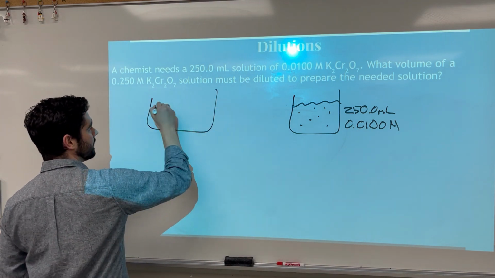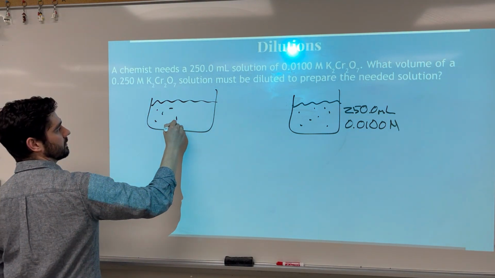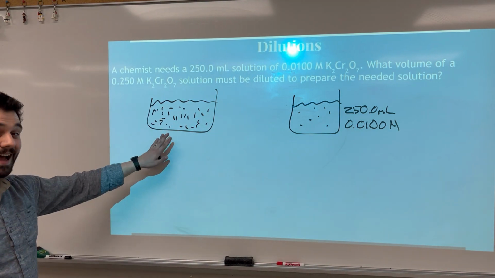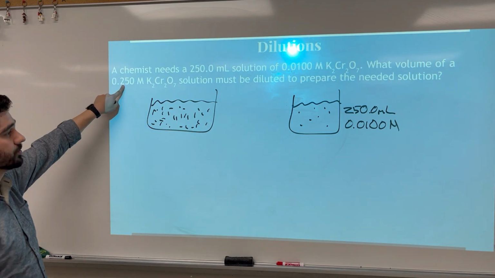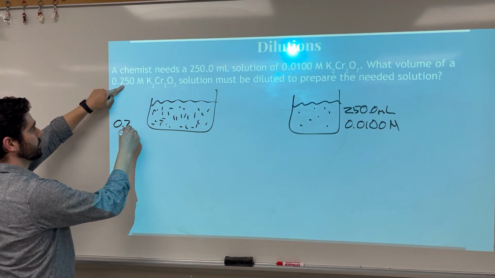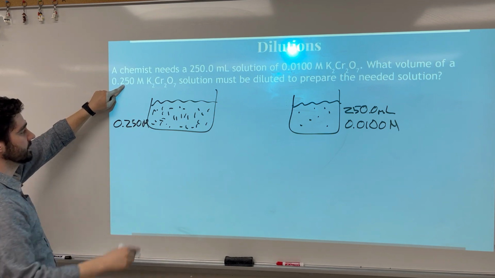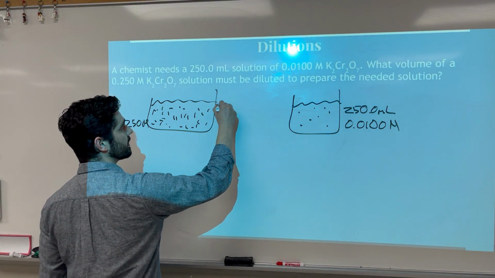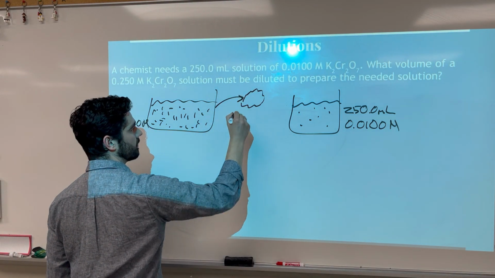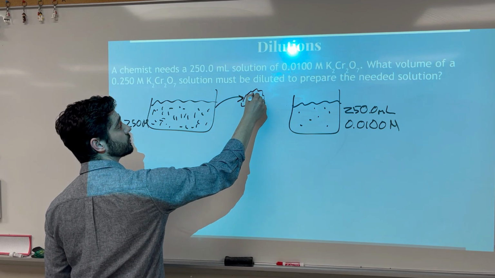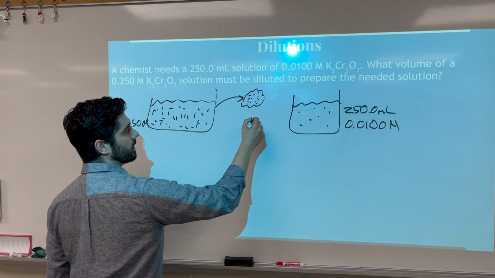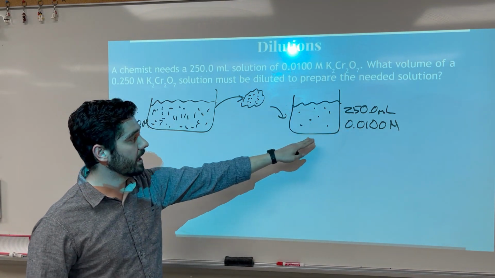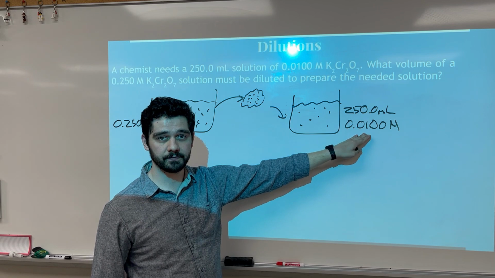I have a big container that is highly concentrated, or just more concentrated, right? This has a concentration of 0.250 molar. And so the idea here is I'm gonna take a sample of this highly concentrated stock solution. I'm gonna put it into my beaker and I'm gonna water it down until it's 250 mils, and I want to end with this concentration.